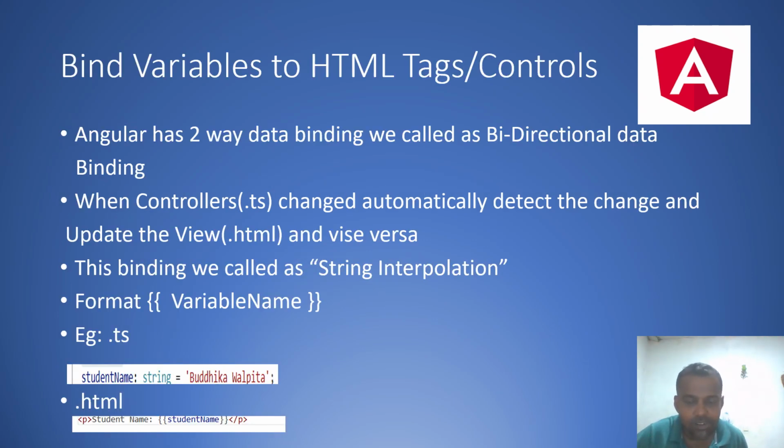Now we are going to bind those variable values to our HTML or view. In that case, we can use this two-way binding. We call it bidirectional data binding. In Angular, we call it string interpolation. It has two brackets, and inside that the variable name is there.